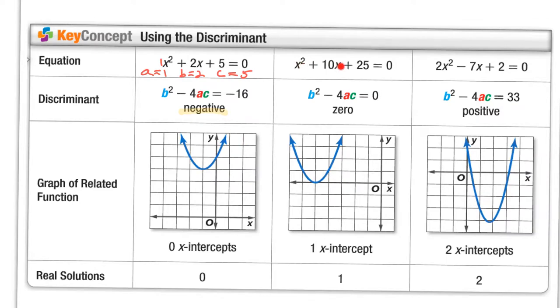The second equation here, x squared plus 10x plus 25. A is 1, B is 10, and C is 25. When you substitute into the formula, you have the B, 10 squared, minus 4 times 1, that's your A, and C is your 25. You do all that work, you simplify, and we get 0. So the answer is 0.